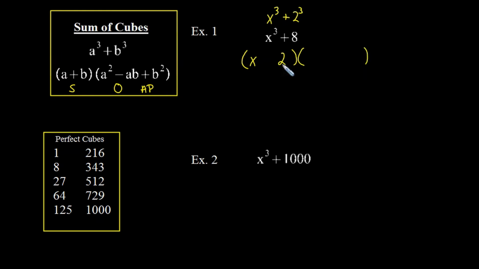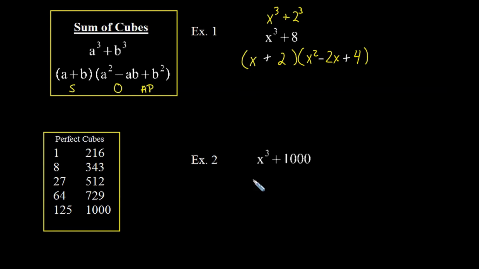And that creates our binomial, and now we'll need to create our trinomial, but I just look at the binomial to do that. So I think x times x, which gives me x squared, 2 times x, which is 2x, and then 2 times 2, which is 4. And then we use the acronym SOAP in order to say same, opposite, always positive, and we're finished.